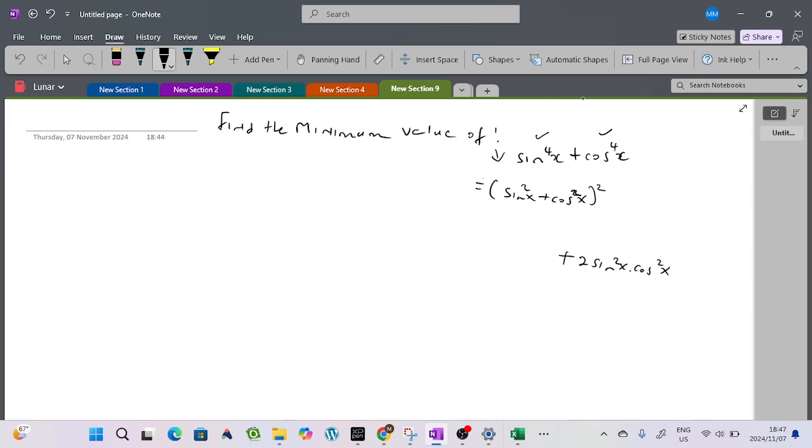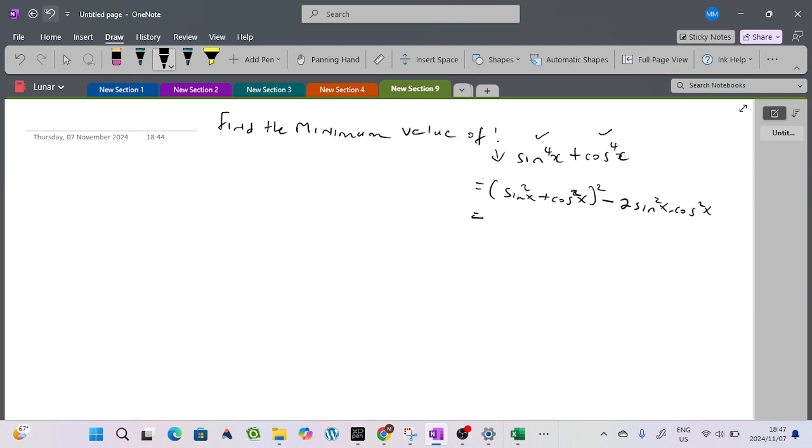Now when we add this term, this expression is no longer equal to the original expression, which means we need to remove this term. To maintain the equality of the two expressions, we need to subtract the term 2 sine squared x times cosine squared x.